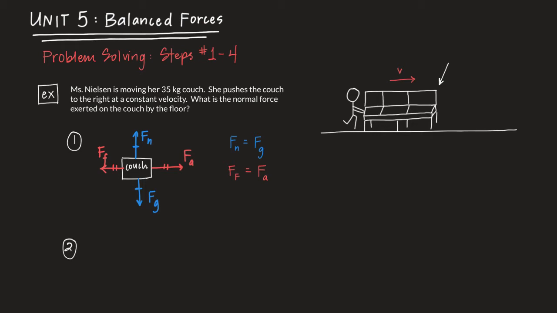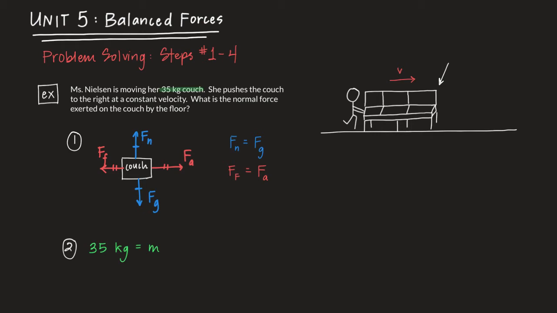I'm not really given a whole lot of information in terms of numbers in this problem. The first number that I see is that the couch is 35 kilograms. So I'm going to write 35 kilograms here. We know kilograms is a unit of mass. So 35 kilograms is the mass of the couch, which is just M. That's the only number I'm given in this problem.